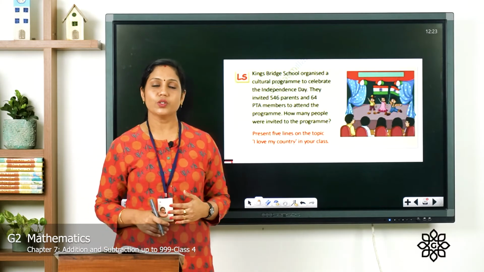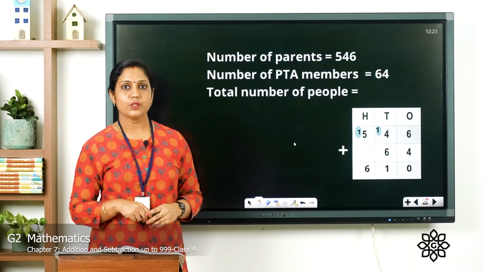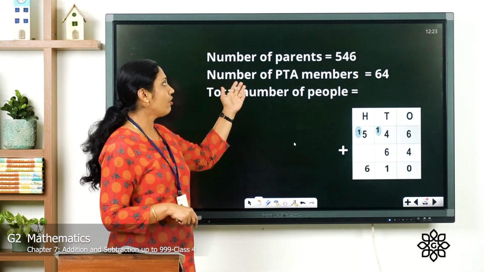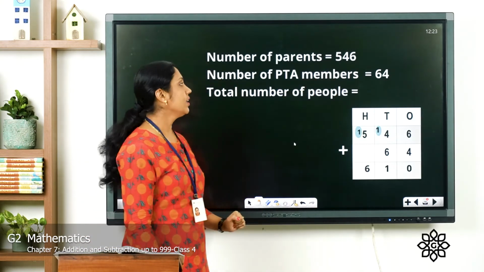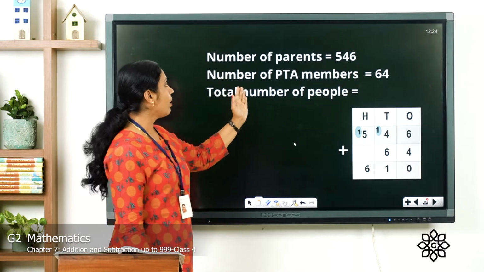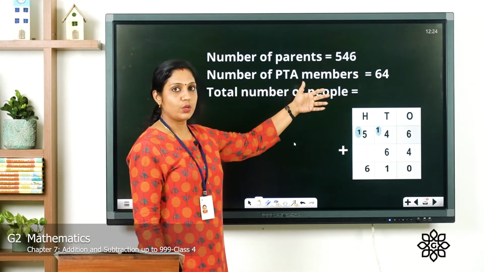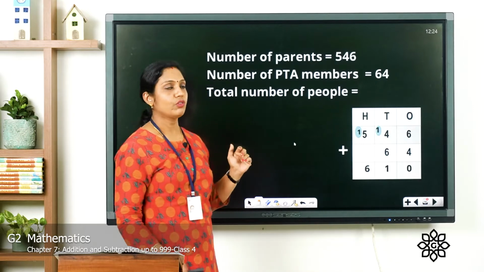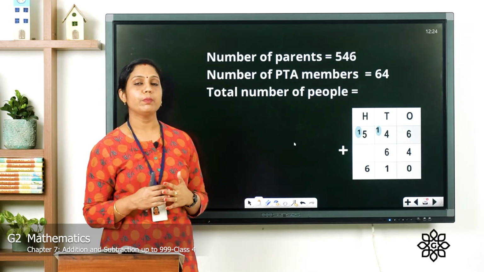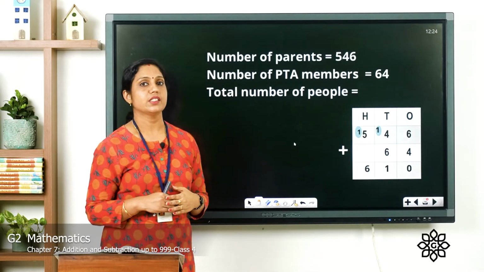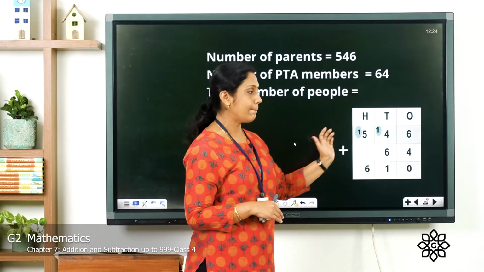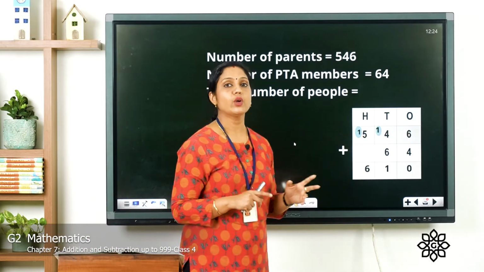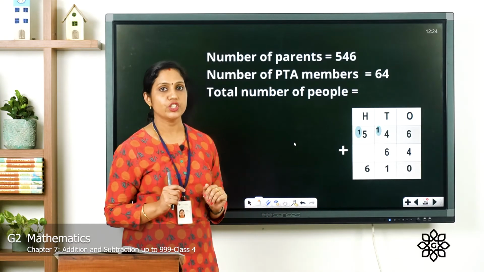So now let's move on to our question. The steps we can see. Number of parents is equal to 546. The next step, number of PTA members is equal to 64. So we have to find out the total number of people invited to the Independence Day program. So for that, 546 plus 64. Here you have a 3-digit number and a 2-digit number.